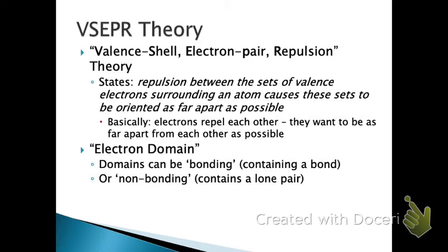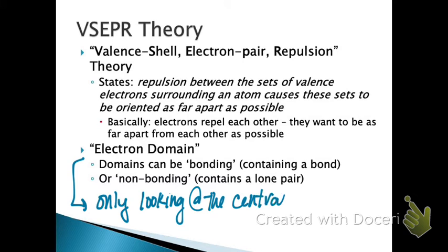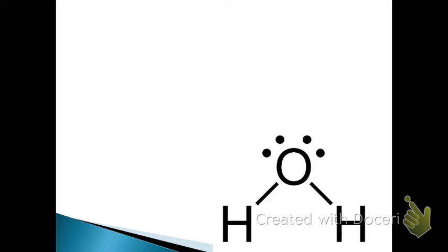Something that maybe I should tell you one more time is that when we're counting domains, we are only looking at the central atom. The lone pairs around outer atoms don't affect the shape of the molecule. The things that affect the shape of the molecule are the bonds and the lone pairs around the central atom, because that spreads it out. Think of the central atom as the origin of your coordinate system. You've got 360 degrees around it. Those electrons are going to spread out around that origin. Are we good on that part so far? If you want to draw it out on your notes, that's fine too.